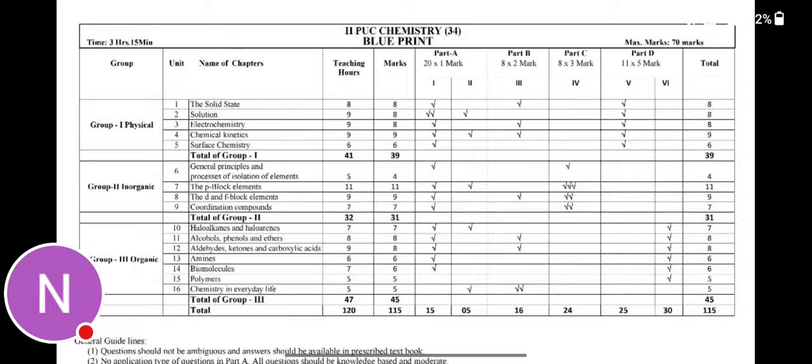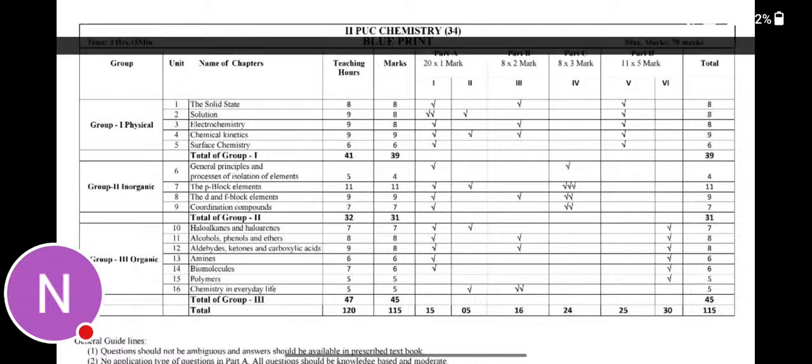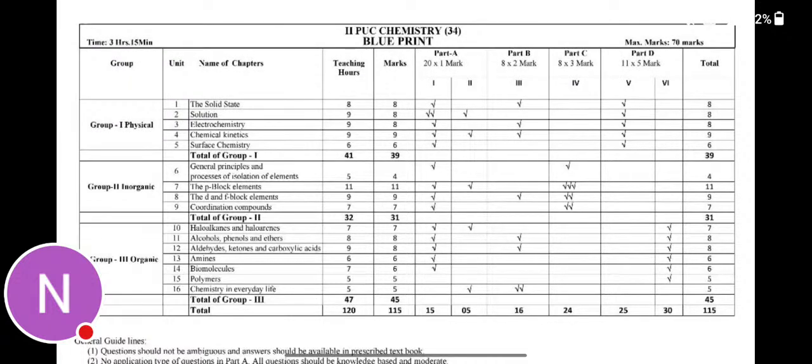In that, part A has 1 question for 1 mark from this chapter, part B has 1 question for 2 marks, and part D has 1 question for 5 marks from this chapter. So totally it has 8 marks from this chapter.